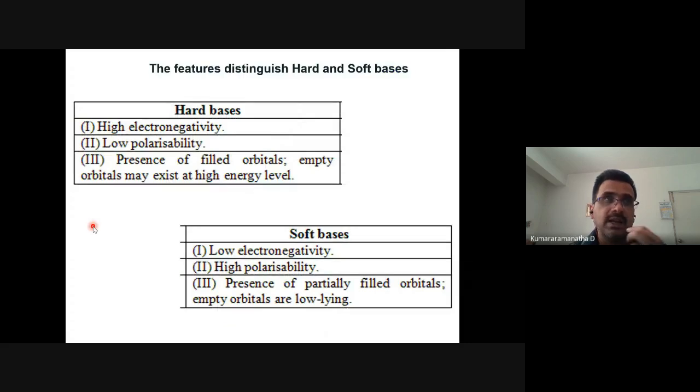Now, what exactly are hard or soft bases?